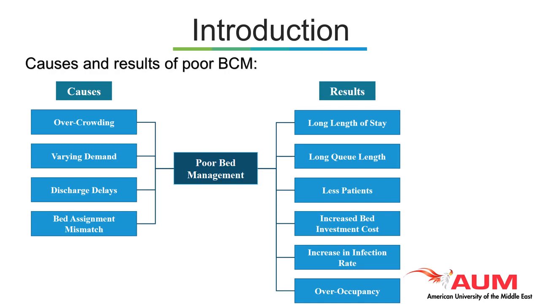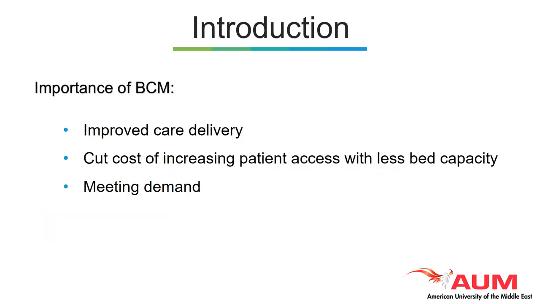For example, the causes are overcrowding, varying demand, discharge delays, and bed assignment mismatch. This causes poor bed management, which results in long length of stay, long queue length, fewer patients, increased bed investment cost, and increase in infection rate. Hospitals are under real pressure to cut costs, which causes increasing patient access with less bed capacity. Conversely, the capacity of beds should meet the demand of the patients who need care. Improving bed capacity management can improve care delivery.